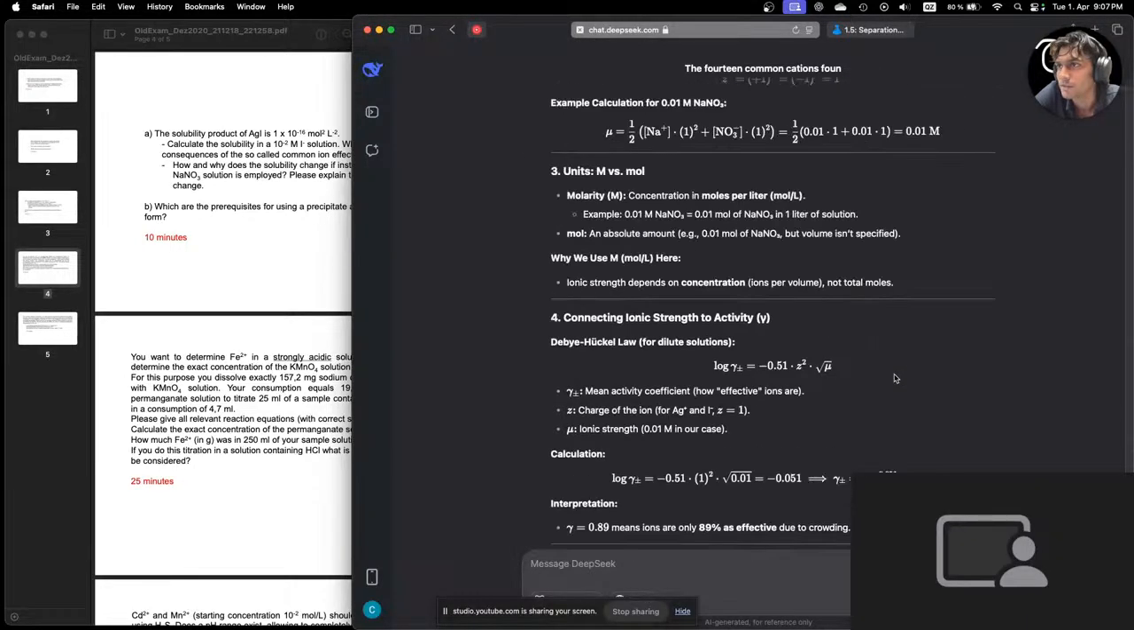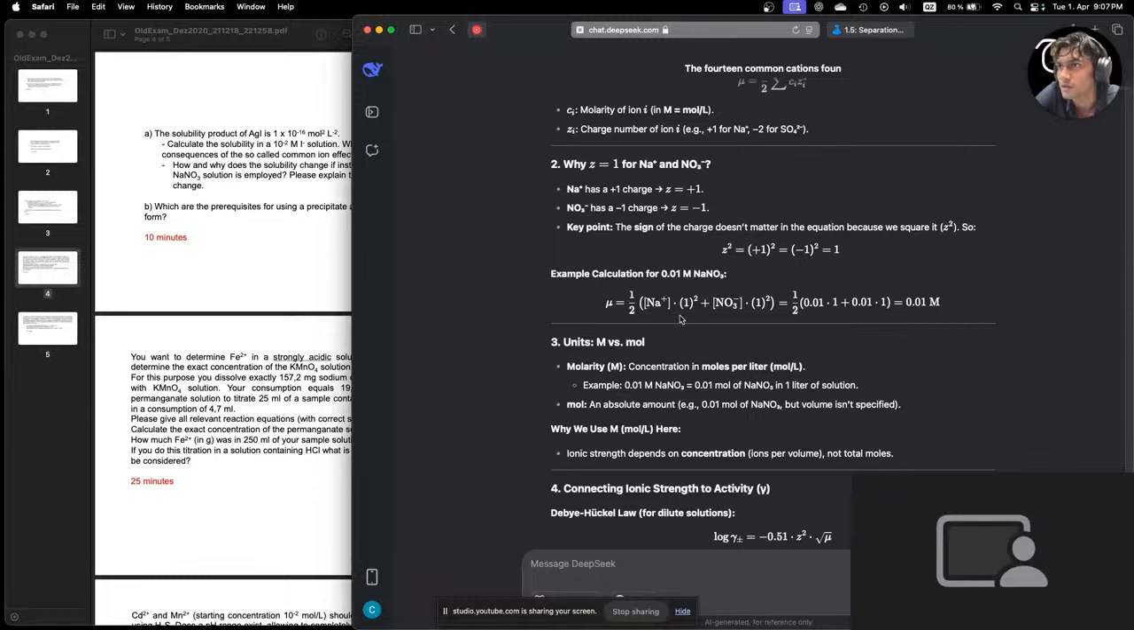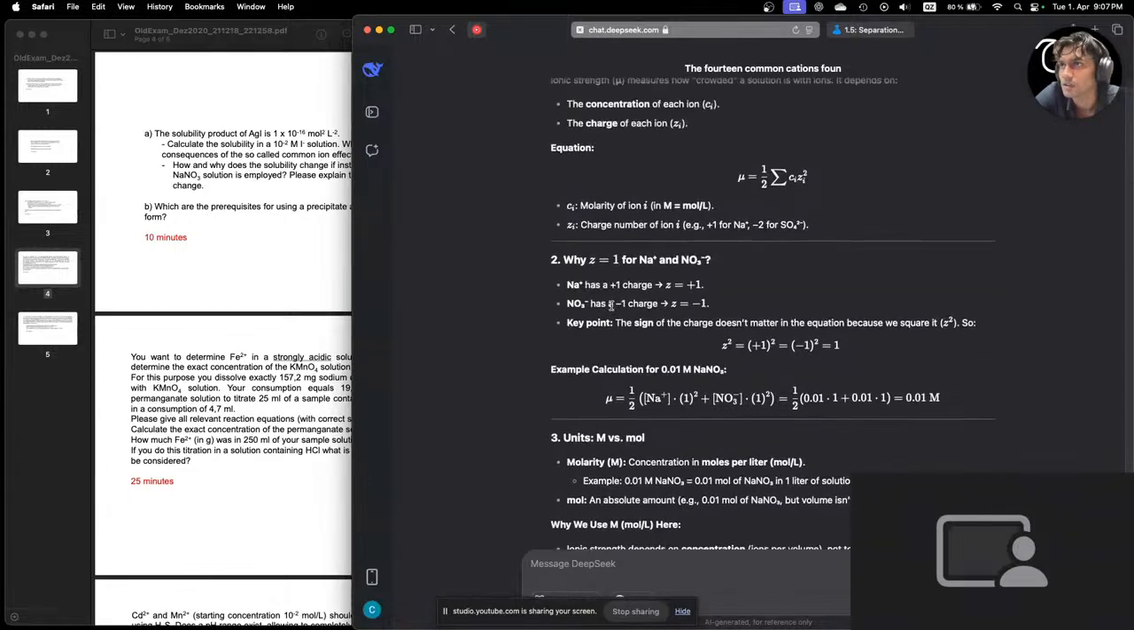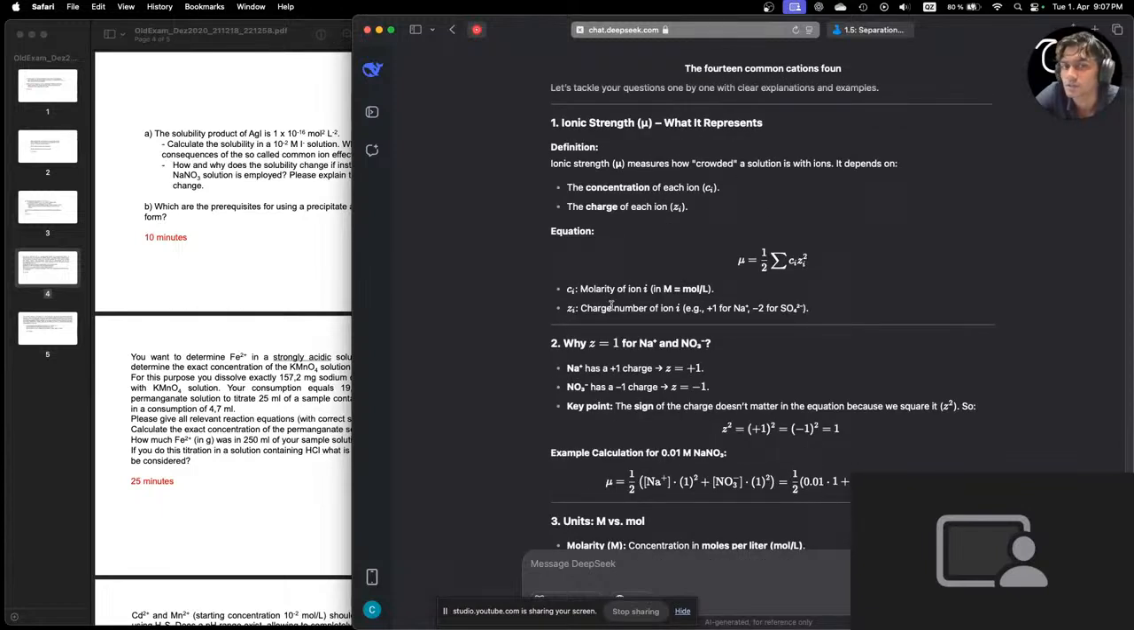Oh, where's the math? I saw the math. It's the concentration of the cation multiplied by the charge squared plus the concentration of the anion multiplied by the charge squared, which is going to give you the same value. Okay, so that is the ionic strength.